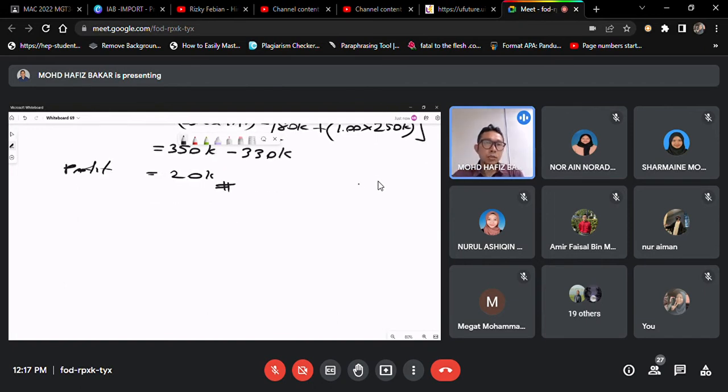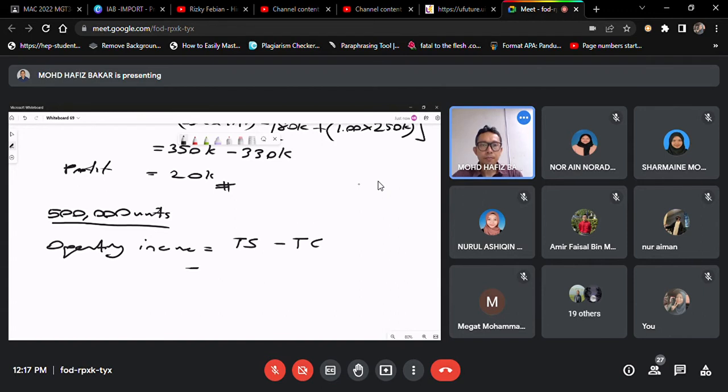Okay, second situation, if they sold 500,000 units ataupun pieces of chapati. Okay, same, you can use the same formula lah. Operating income, total sale minus total cost. So 500K times RM1.40 minus total cost, fixed cost plus variable cost. Variable cost per unit is RM1 times 500K.